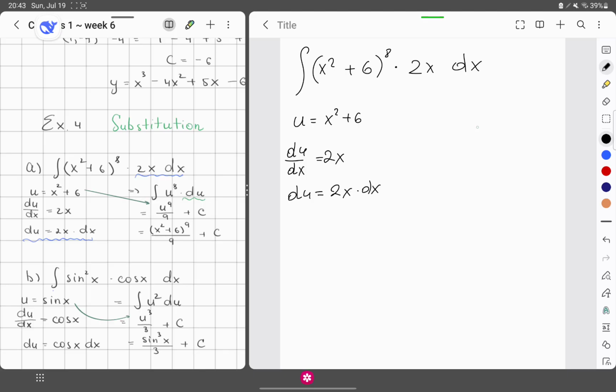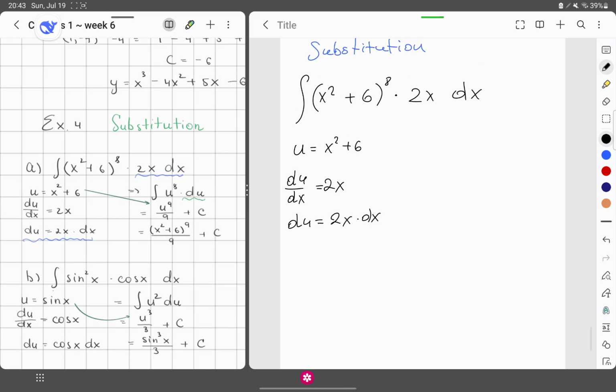Du over dx. Okay, anyways, I got a little bit confused because of those two methods. So then we will substitute the values. x squared plus 6 will be u to the power of 8 times 2x. 2x is what? du over dx times dx is what?